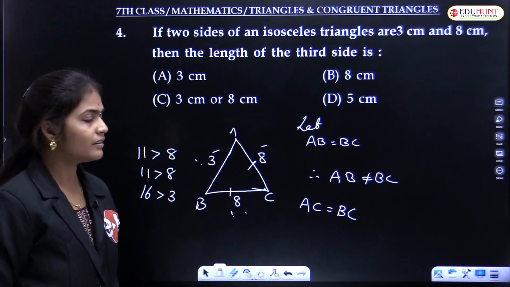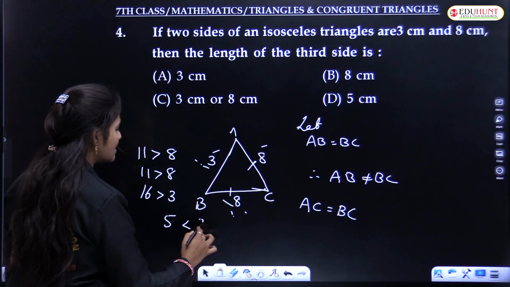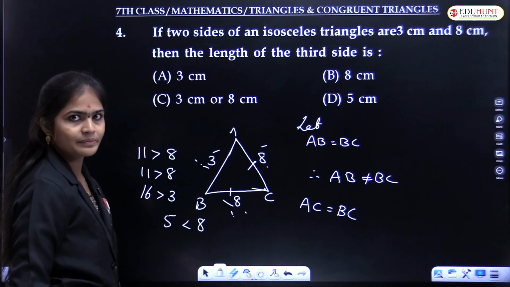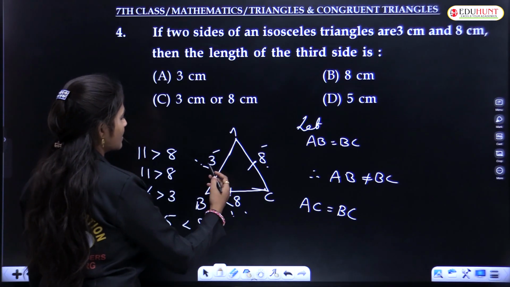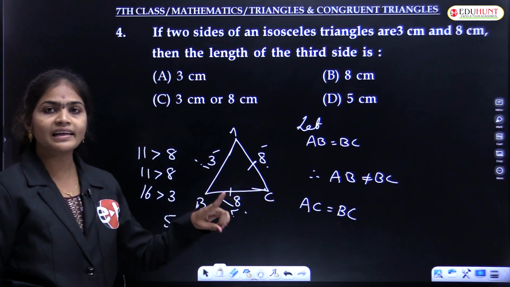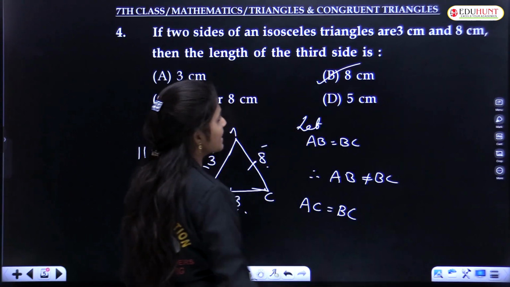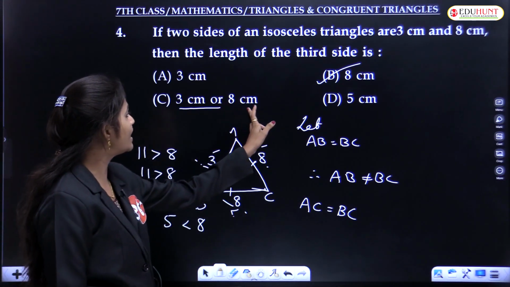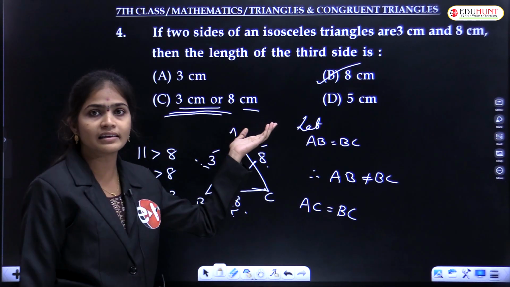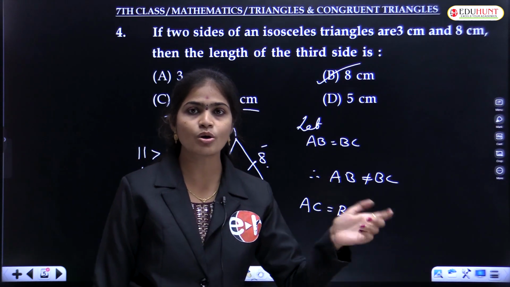So the addition sum property is completed. Next, the difference. 8 minus 3 is 5, and 5 is less than the third side. Next, 8 minus 8 is 0, which is less than 3. Two equal sides. Next, 8 minus 3, 5 is less than 8. So satisfying or not? Here 3 is not satisfying. So the third side we can take as 8 centimeters. Here they gave 3 centimeters or 8 centimeters. According to this third option, there is a possibility that the third side is 3 centimeters or 8 centimeters.